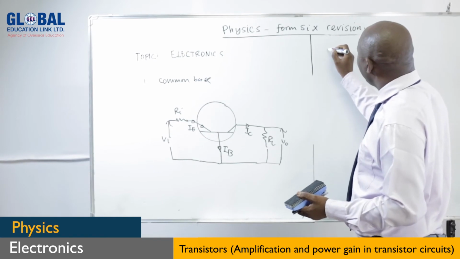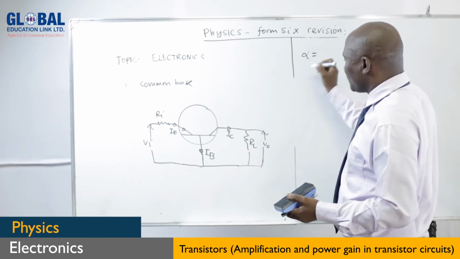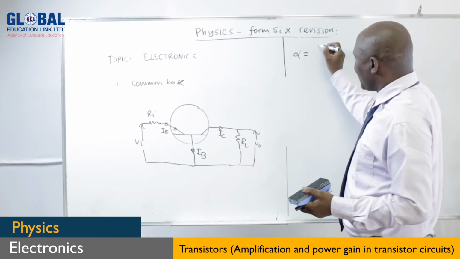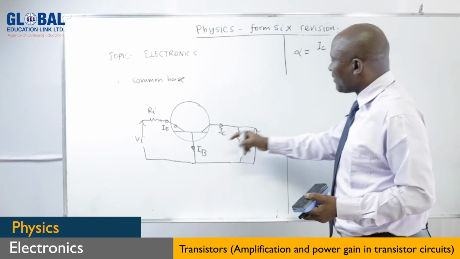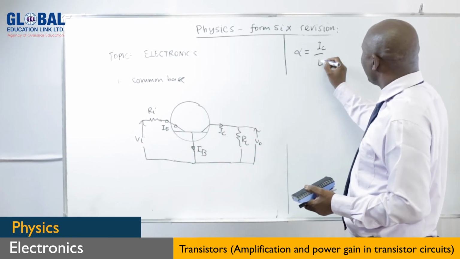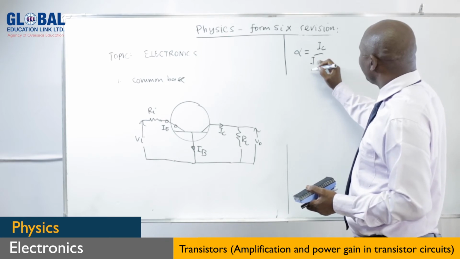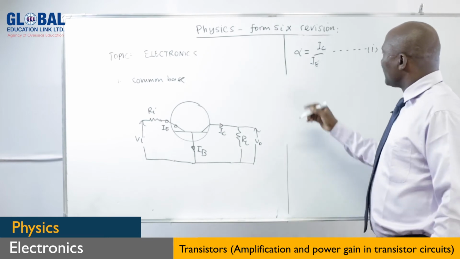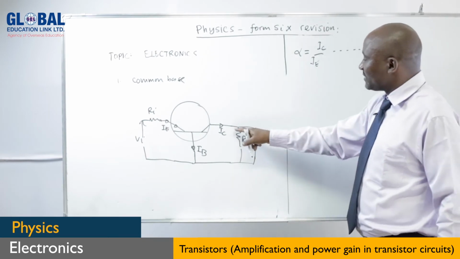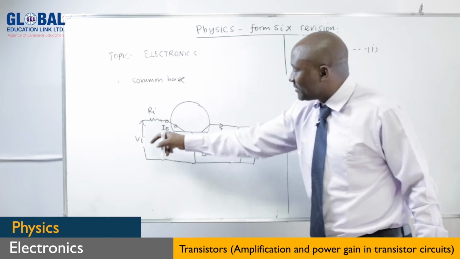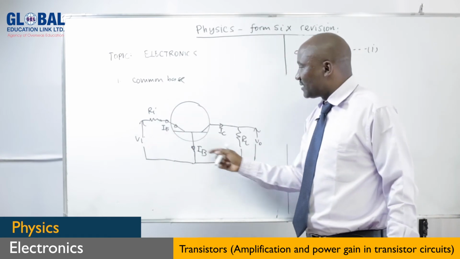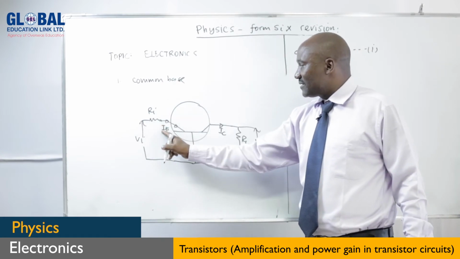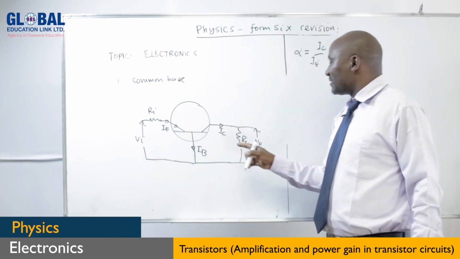So the current gain is given as alpha equals the output current, which is IC, over the input current, which is IE. This is how you can find the current gain: the output current over the input. We say this is the input circuit and this is the output circuit. Our input current here is the emitter current and the output is the collector current.